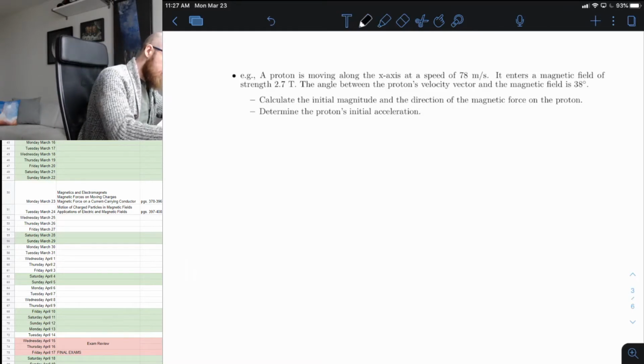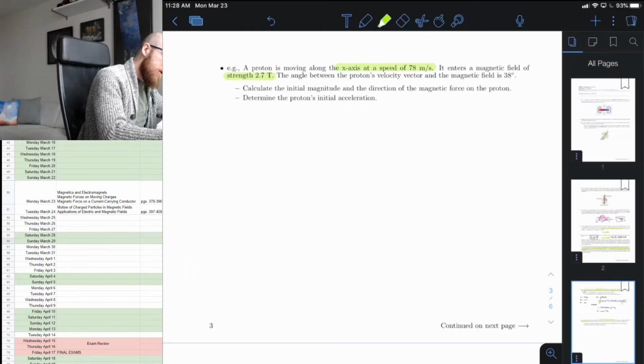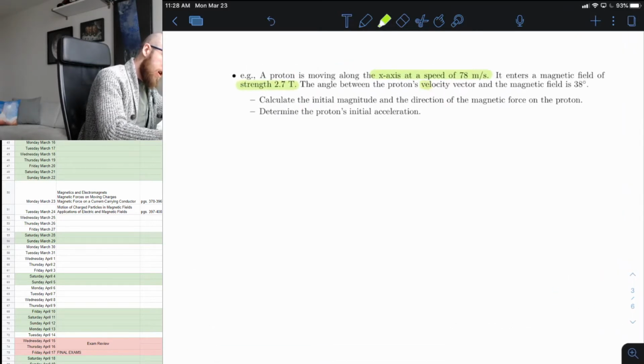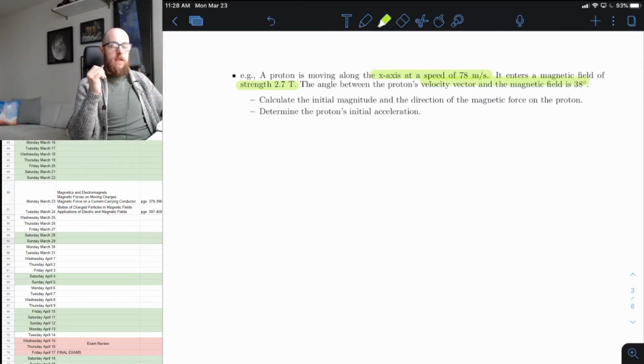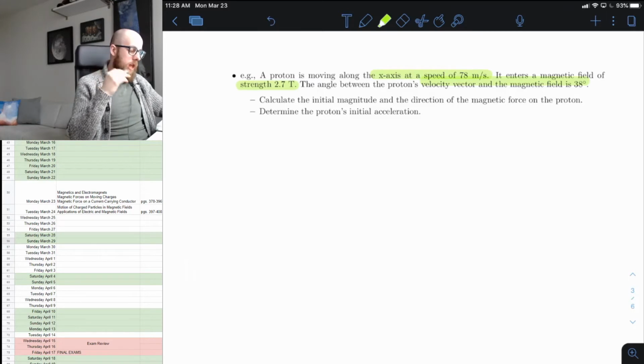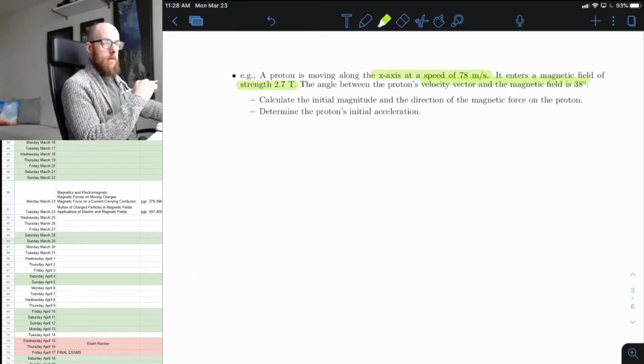So, next example. A proton is moving along the x-axis with a speed of 78 meters per second. It enters a magnetic field with a strength of 2.7 Tesla, and the angle between the velocity vector and the magnetic field is 38 degrees this time. So not 90. And now, Costa, what you were saying, we can only really consider the initial magnitude and direction of the magnetic force.